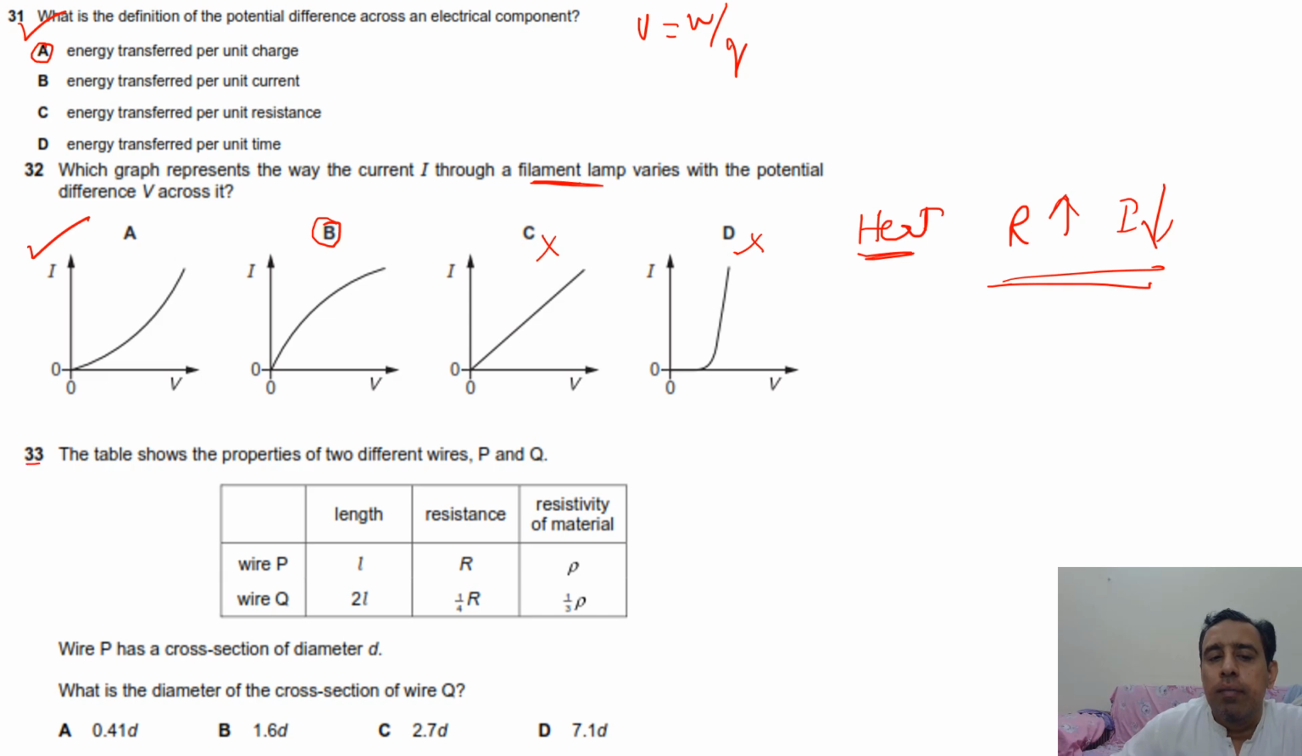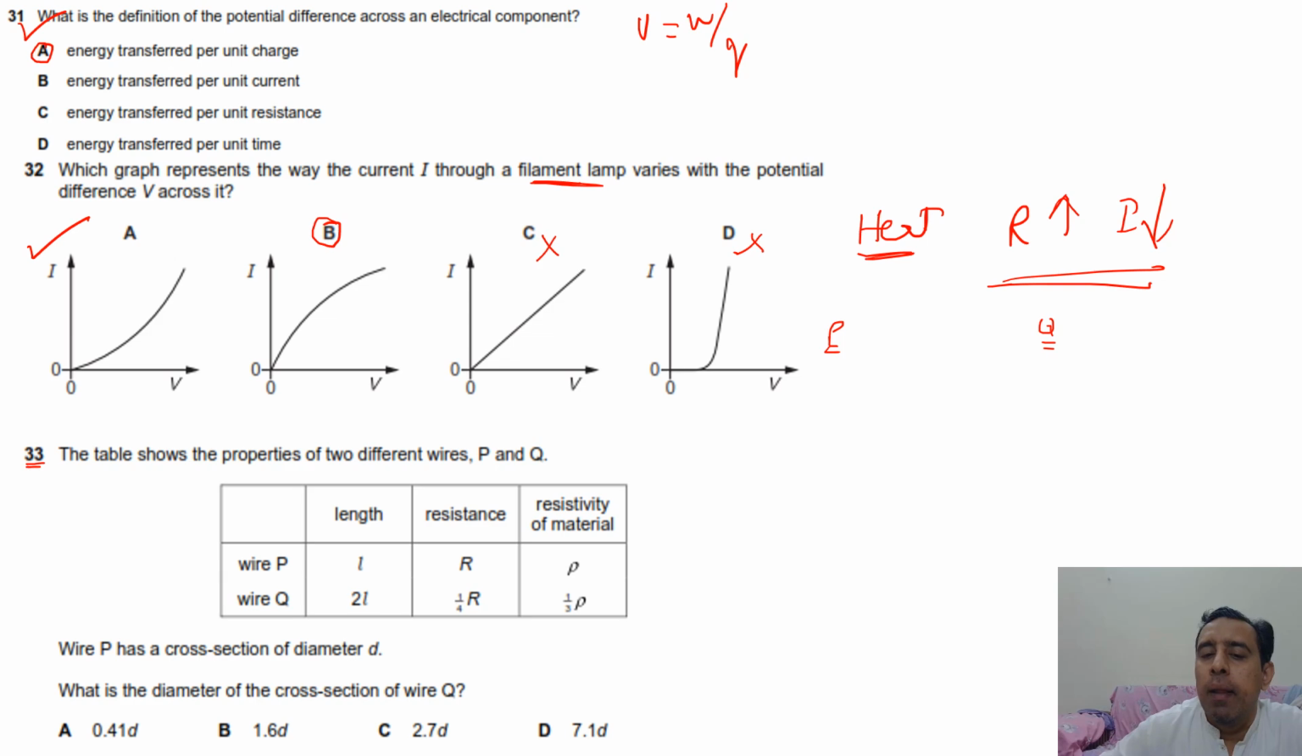In question number 33, the table shows the properties of the two different wires P and Q. We have a wire P and another wire Q. The P has a cross section of diameter D. What is the diameter for Q? You have to write the diameter for this one.